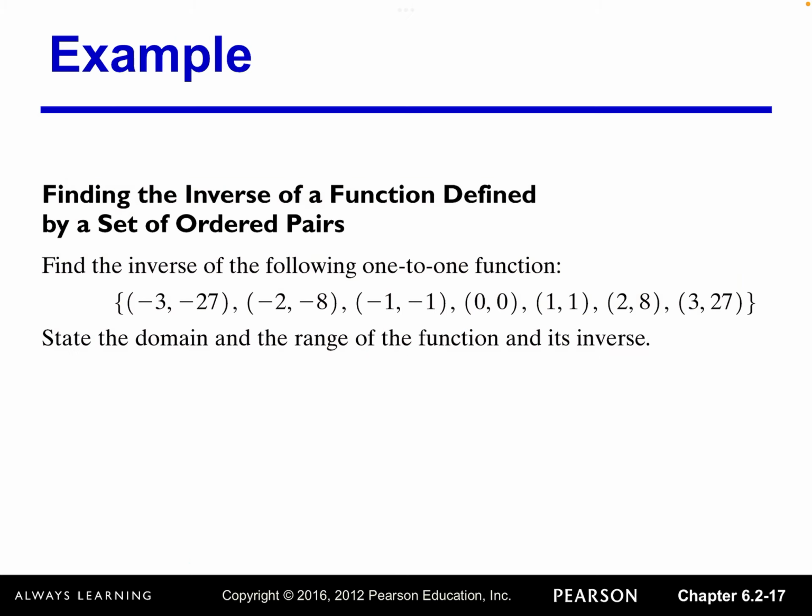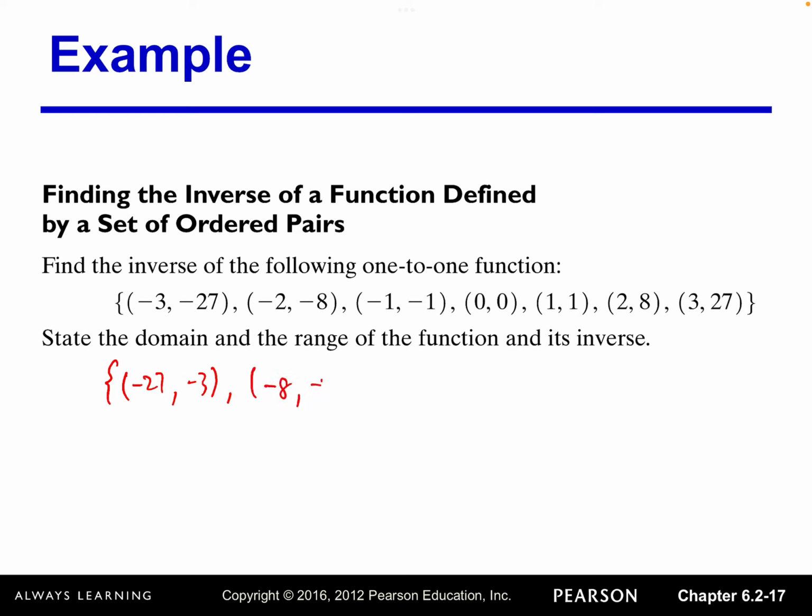All right, so now let's look at an example: finding the inverse of a function defined by a set of ordered pairs. This is the defined function, and we want to find its inverse. All we need to do is swap the x and the y for each ordered pair. The first point, original, is (-3, -27). The inverse will be (-27, -3). For every point, we switch x and y.